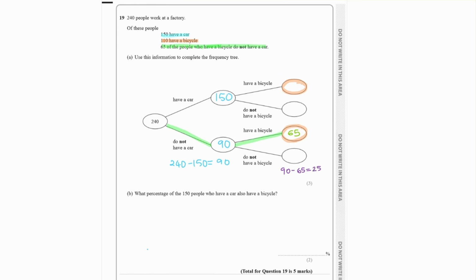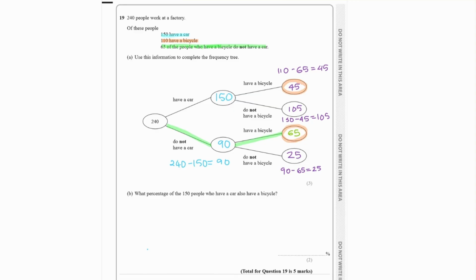We then know that 110 people should have a bicycle, and we already know out of the 110, 65 has been put for those who do not have a car. So out of those who have a car and also have a bicycle, we can do 110 take away 65, and that gives us 45. Out of the 150 people who have a car, we know that 45 have a bicycle. So to find how many do not have a bicycle, we can do 150 take away 45, and that gives us 105. So now we have completed the frequency tree.